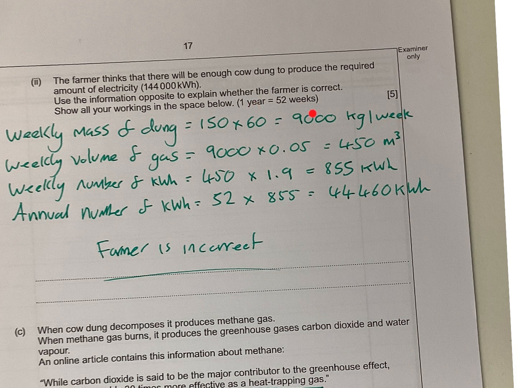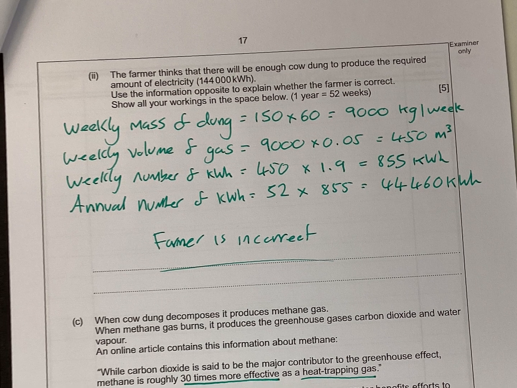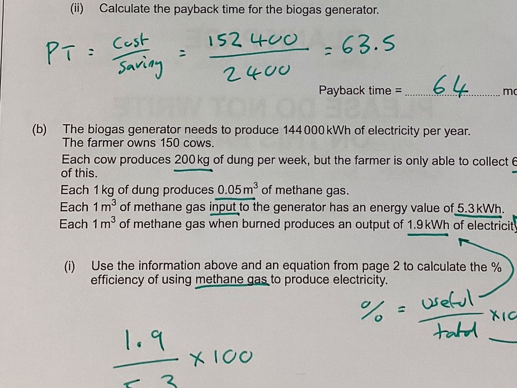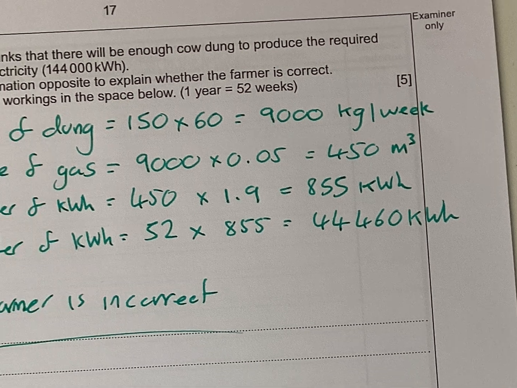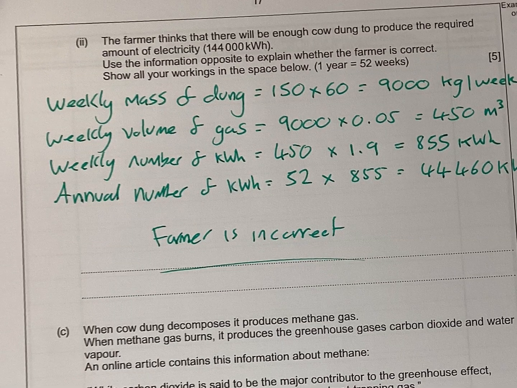And now that is per week, and I realize that there's 52 weeks in a year, but I'm going to do that as my last step. I'm just going to keep going now. If I've got 9,000 kilograms of dung, how much gas is that going to release? I think it told me it was 0.05. So it produces this much gas. So now I want to times it by that. And I'm going to get 450 meters cubed. That's my volume of gas.